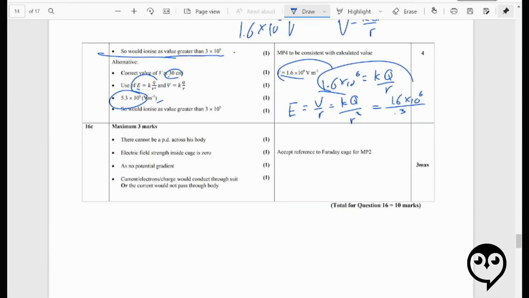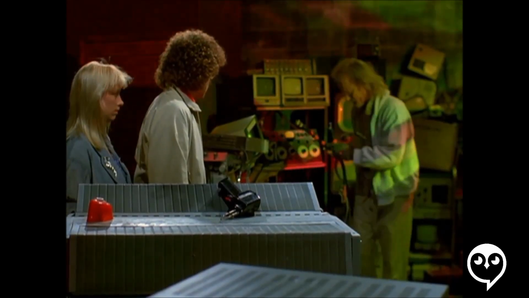Okay, what about this magician versus the scientist? You can't have a potential difference across the body because he's inside. There's 0 electric field strength inside the cage, inside the hollow sphere. Okay, because there's no potential gradient is what we had said. We also said that current wouldn't go through his body. There'd be no charge to conduct. So that's fine, except reference for Faraday cage for here. Okay, so well done.